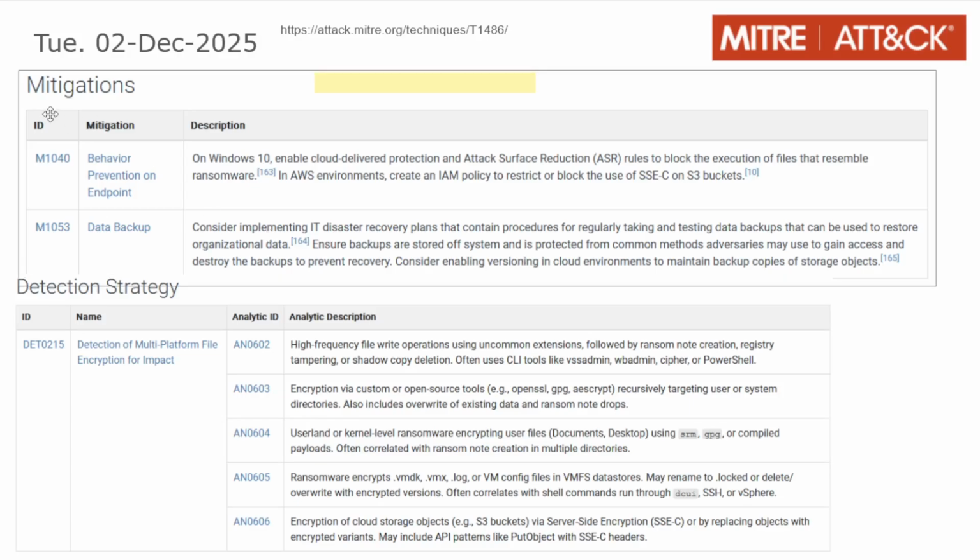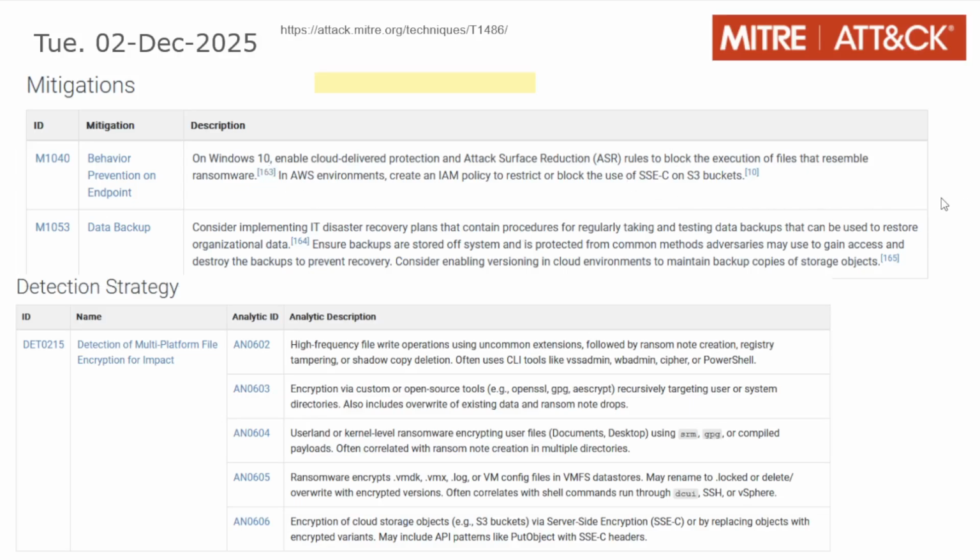So, mitigations. Behavior prevention on endpoints. That's nice. What do they say here? On Windows 10, enable cloud-delivered protection and attack surface reduction rules to block the execution of files that resemble ransomware. In AWS environments, create an IAM policy to restrict or block the use of SSE-C on S3 buckets. Yeah, prevent encryption. Good point. And as mentioned before, most often Windows is affected, so that's why Windows is mentioned here as well.